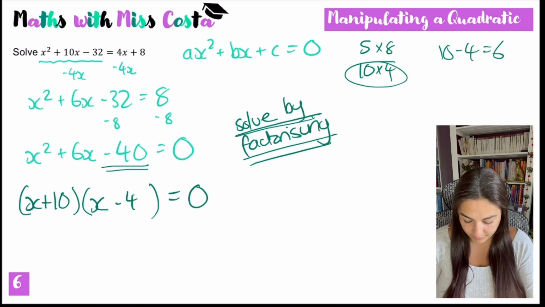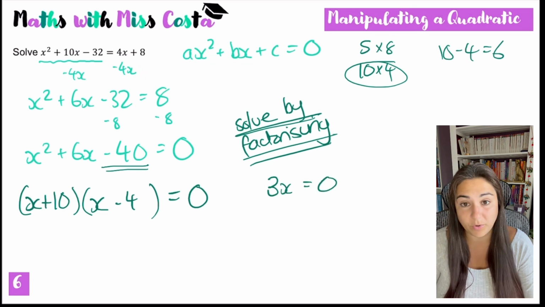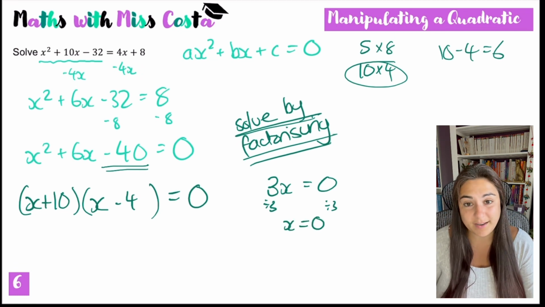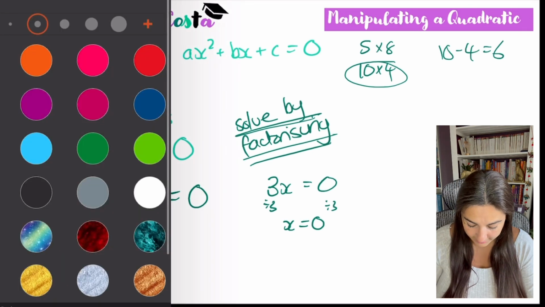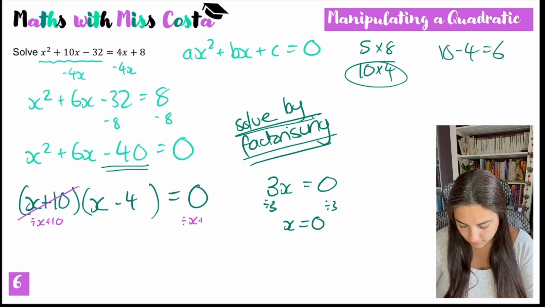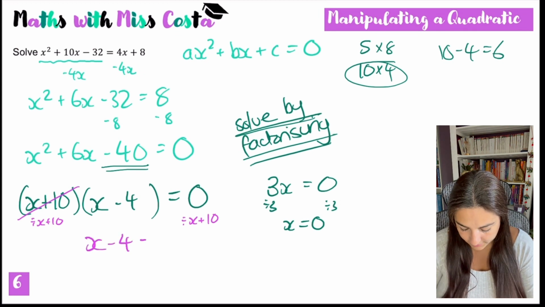To solve it, we just need to do what we'd normally do. If we had 3x equals 0, how would you figure out what x is? You just divide both sides by 3. So x would be, in this case, 0. If you're dividing both sides by something, 0 divided by anything gives you 0, which is why we can do this. If we divide both sides by x plus 10, 0 divided by anything is 0, which is why you're left with x take 4 is 0. And therefore, add 4 to both sides, so x would be 4.